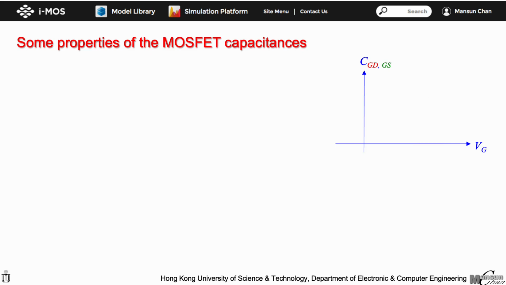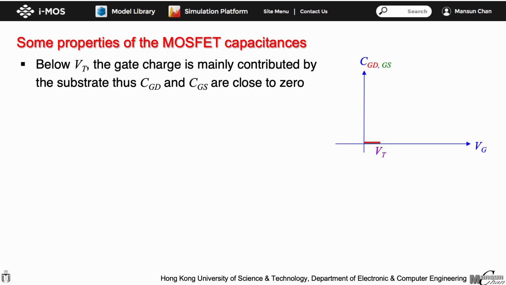Another important capacitance to look at is CGD, as together with CGS, they combine to form a major part of CGG when the MOSFET is turned on. We will study their characteristics together. Below VT, the gate charge is equal to the substrate charge, so the source and drain terminals are not making any contribution. So the drain and source voltages have no influence on the gate charge, and both CGD and CGS are close to 0.